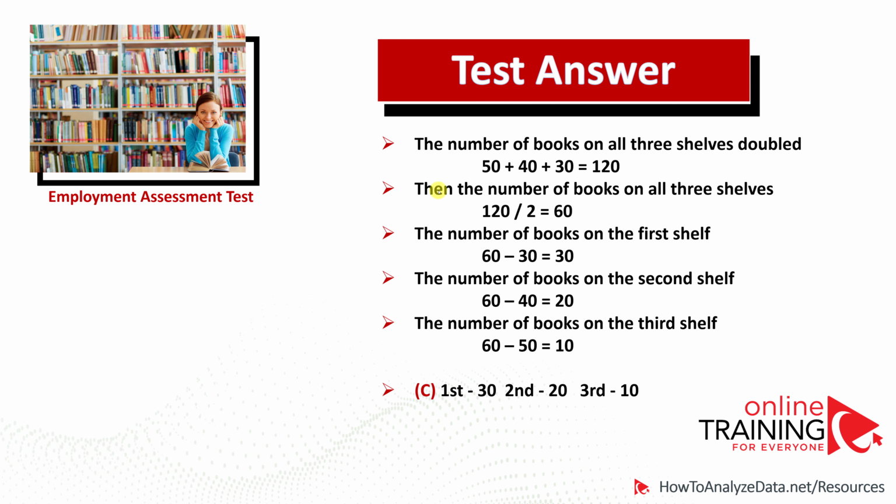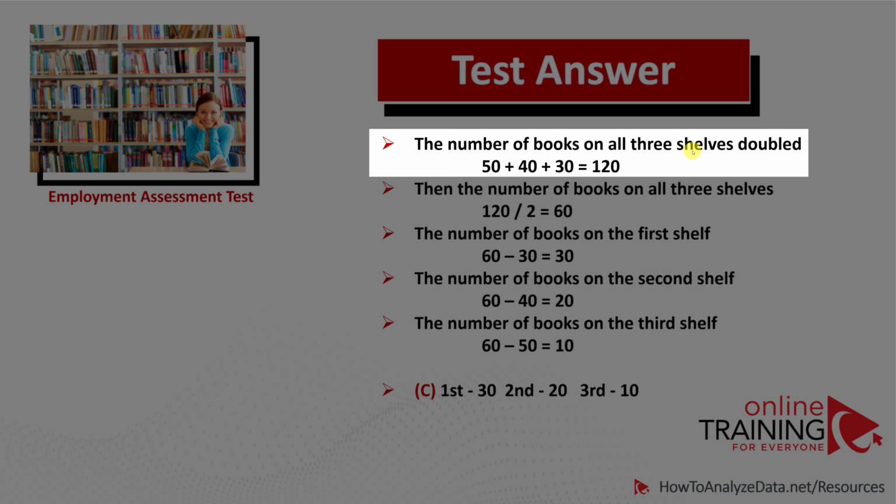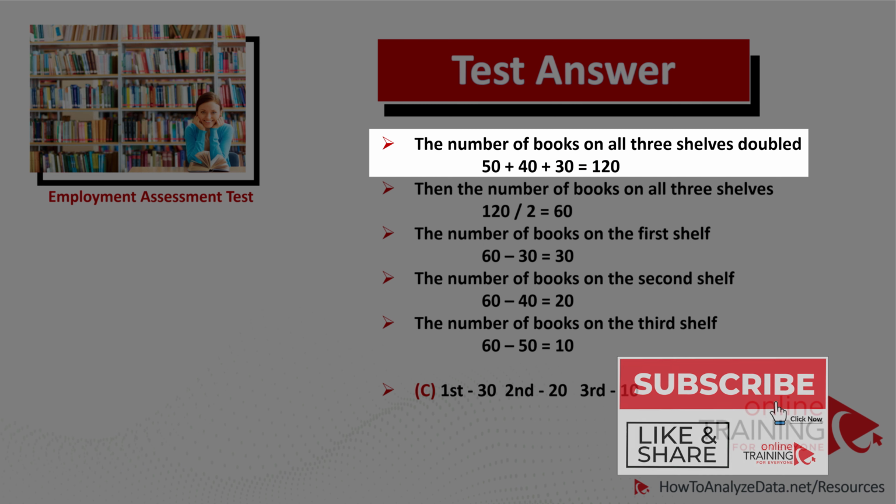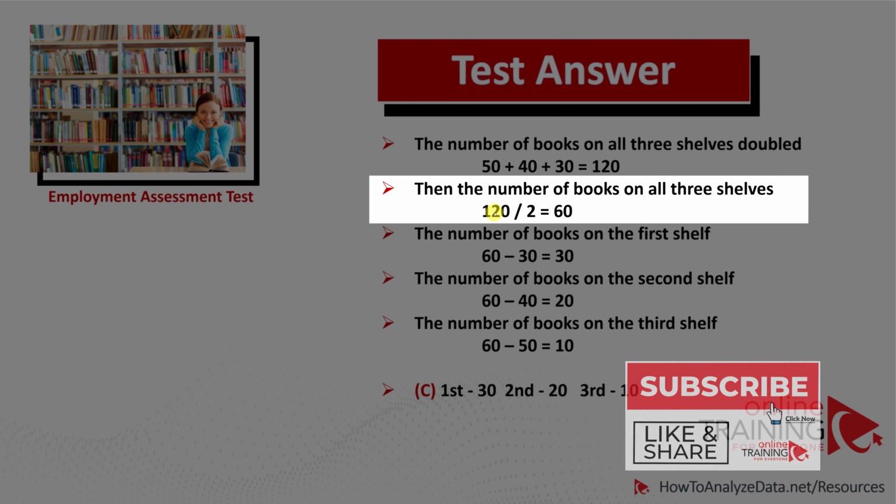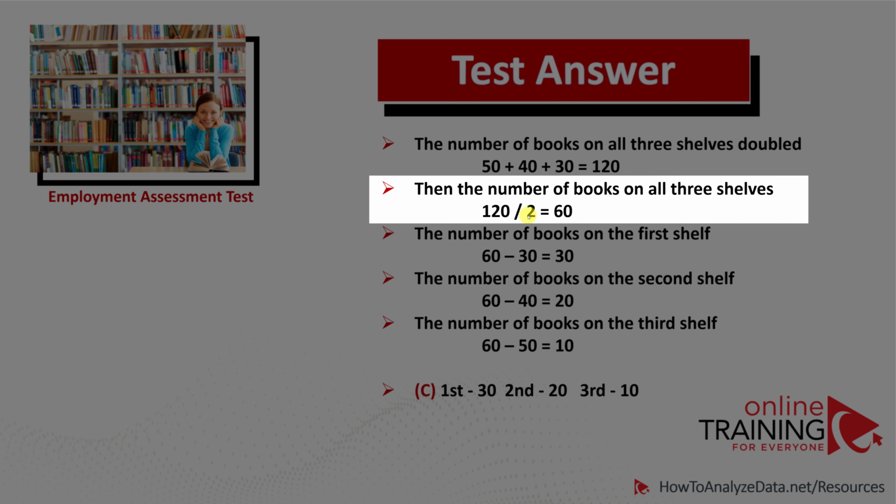Let's get to the actual calculations. To calculate the number of books on all 3 shelves doubled, we need to add 50 plus 40 plus 30, and we'll get the total value of 120. Because it's a double value, we need to divide 120 by 2, and we'll get the number 60. 60 is the total number of books on all 3 shelves.